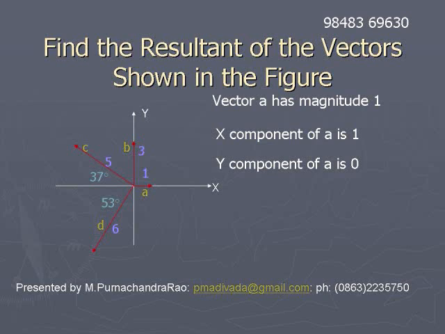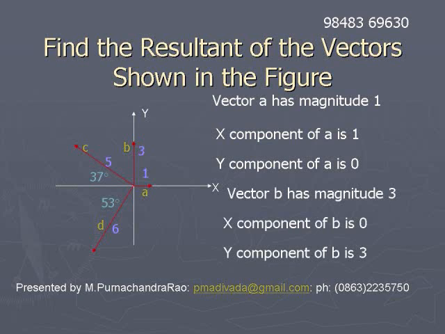Now let us find the components of A and B. Vector A is along the x-axis and its magnitude is 1. So the x component of A is 1. But its y component will be 0, since the y component is 1 into cos 90 degrees. The angle made by the y-axis with the x-axis is 90. Hence it is 1 cos 90, but cos 90 is 0. Hence the y component of A is 0.